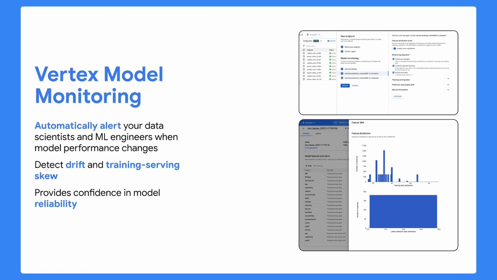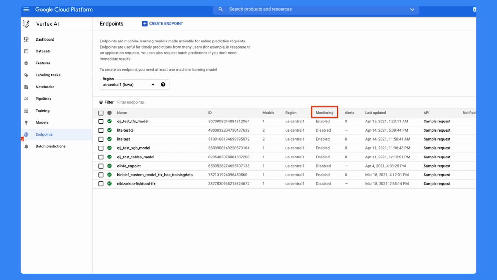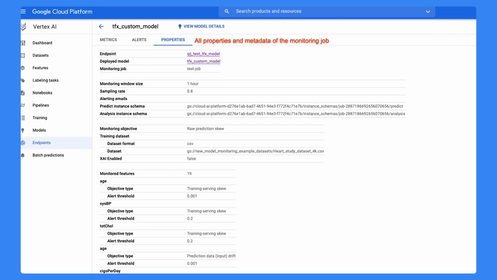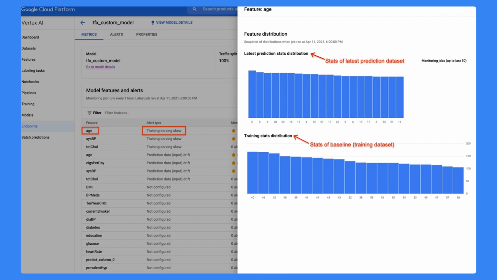After you've trained, evaluated, and deployed your model, you're not done. You still need to pay attention to the performance of your model over time. If model drift occurs, it may be necessary to retrain or tune the model. Vertex Model Monitoring helps with both alerting and diagnosis. You can set up a monitoring job for a deployed model and get alerts when there are anomalies. You can configure monitoring objectives for model features and get distribution stats.